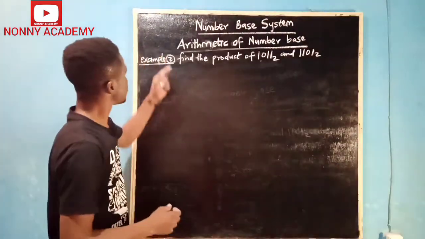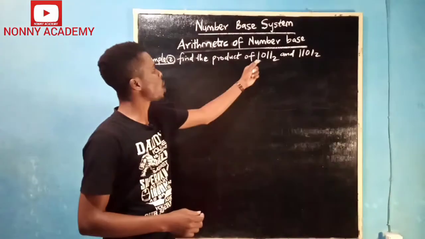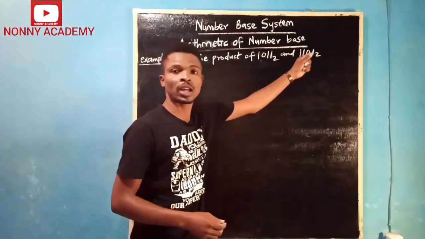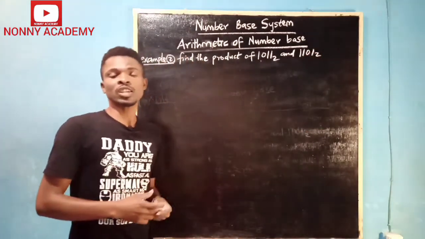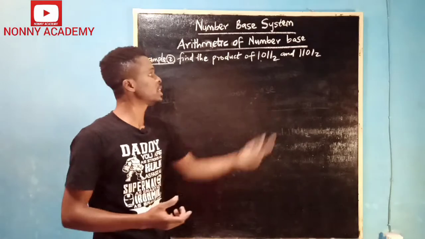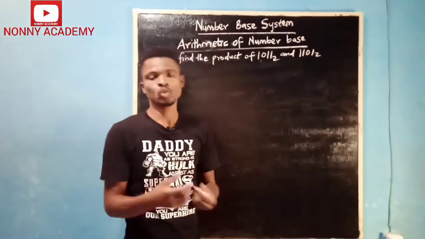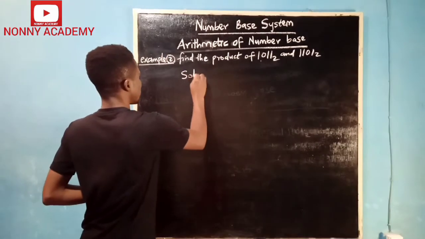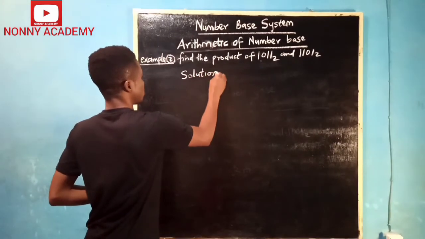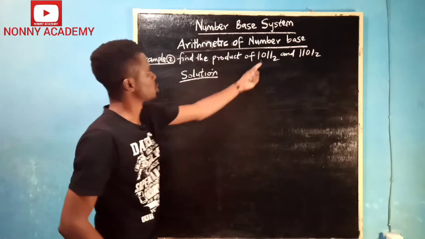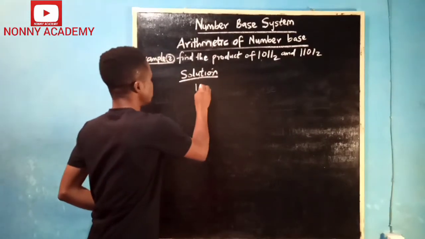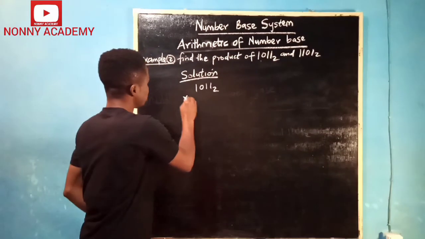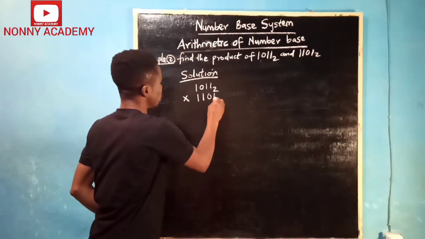Example 2. Find the product of 1011 base 2 and 1101 base 2. In this case, they ask us to multiply this and this together. Let's take the solution. So this I will have 1011 base 2 multiplied by 1101 base 2.